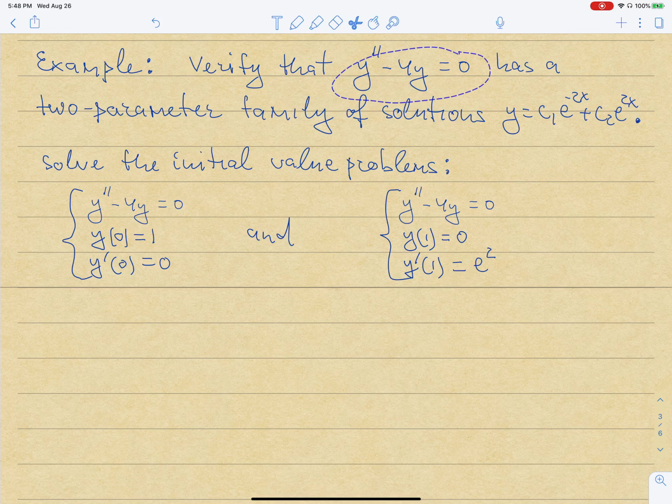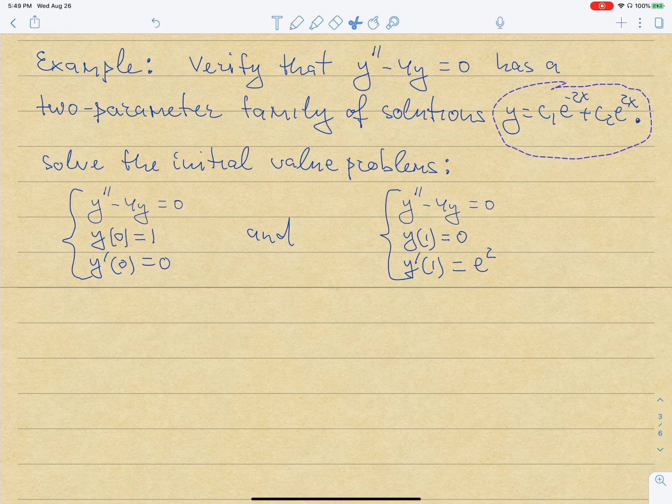First, I want to verify that indeed the given function always solves the ODE. And then once we demonstrated that indeed this is a two-parameter family of solutions, because we have two parameters, C1 and C2, once we figure this out, then we want to determine the constants C1 and C2 from initial conditions.